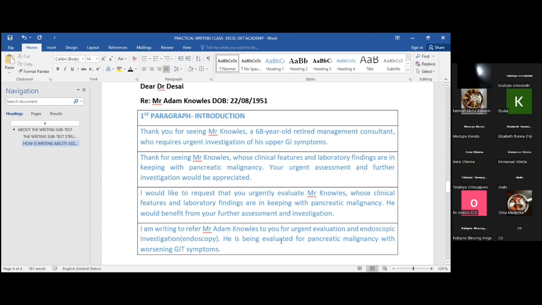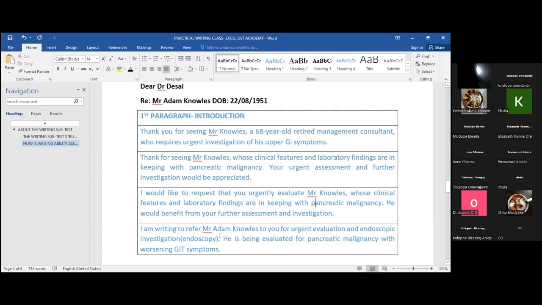He's being evaluated. Remember when you say someone is being evaluated, it means you're not sure. So I didn't say it's being managed. If I say it's being managed for pancreatic malignancy, it means I've confirmed the diagnosis already. I'm not sure. It's still being evaluated, okay? So it's being evaluated for pancreatic malignancy with worsening GI symptoms.